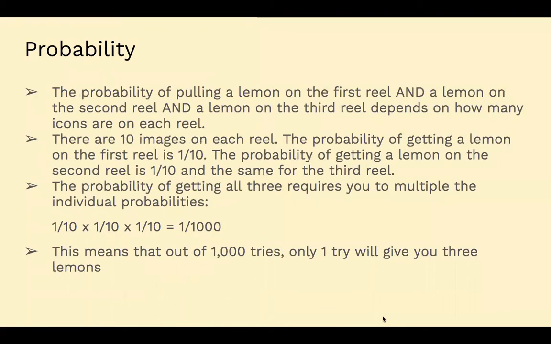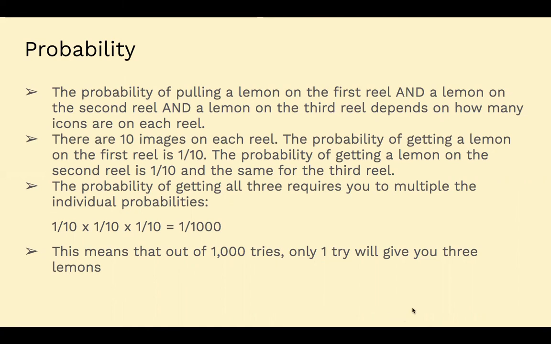To calculate the chances of pulling 3 lemons, we need to calculate the chances of pulling a lemon on each reel and multiply them together. There are 10 images on each reel. The probability of getting a lemon on the first reel is 1 out of 10. The probability of getting a lemon on the second reel is 1 out of 10, and the same for the third reel. The probability of getting all 3 requires you to multiply the individual probabilities. 1 out of 10 times 1 out of 10 times 1 out of 10 equals 1 out of 1,000.